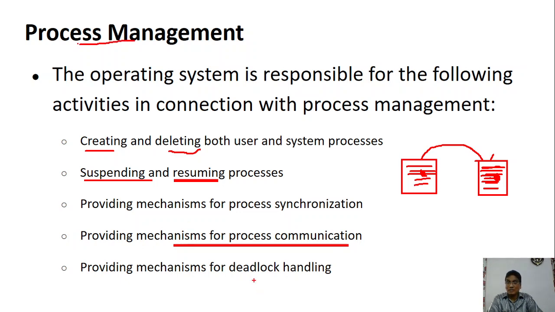And the last one is, it may so happen that one process is waiting for the other process, the other process is waiting for some other process, and that process may wait for the first process. So the first one is waiting for the second one, the second one is waiting for the third one, and the third is waiting for the first one. So this is called a deadlock. Everybody is waiting for the others.